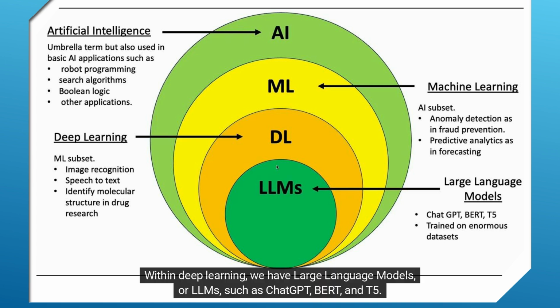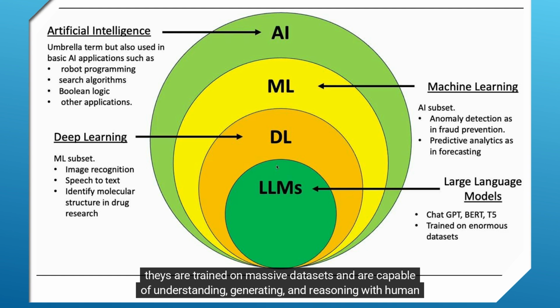Within deep learning, we have large language models, or LLMs, such as ChatGPT, BERT, and T5. These are trained on massive data sets and are capable of understanding, generating, and reasoning with human language.